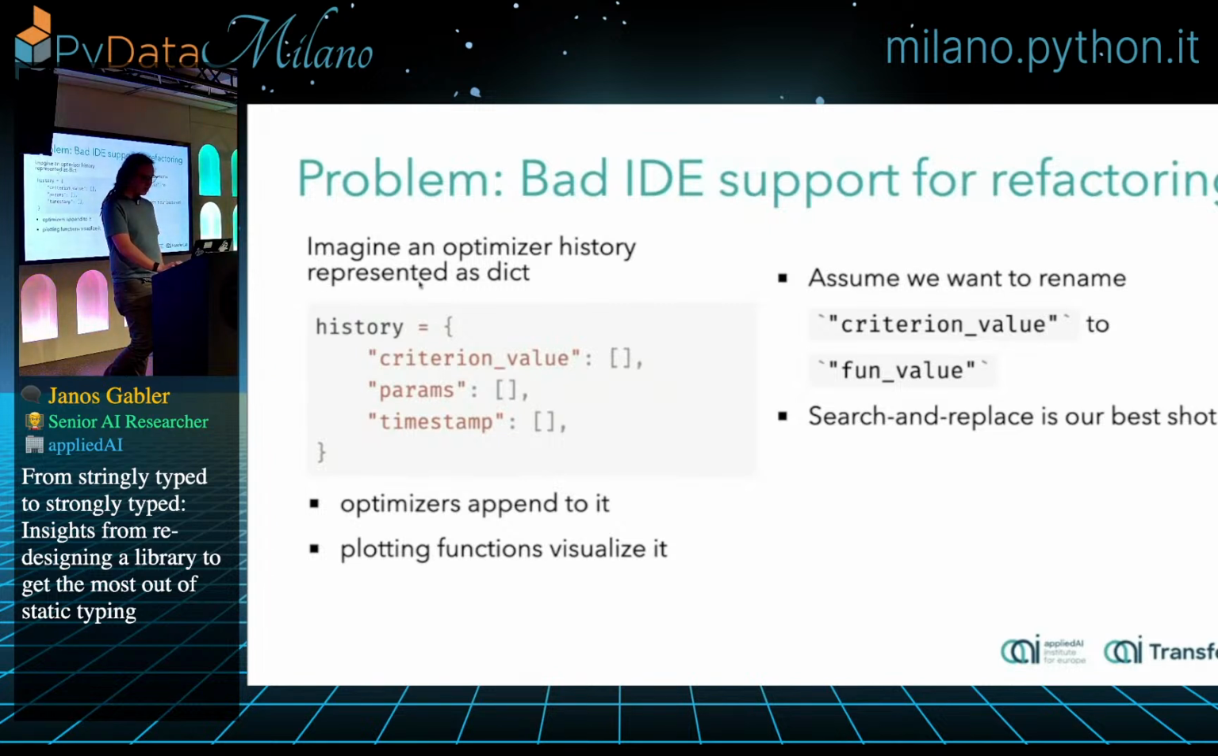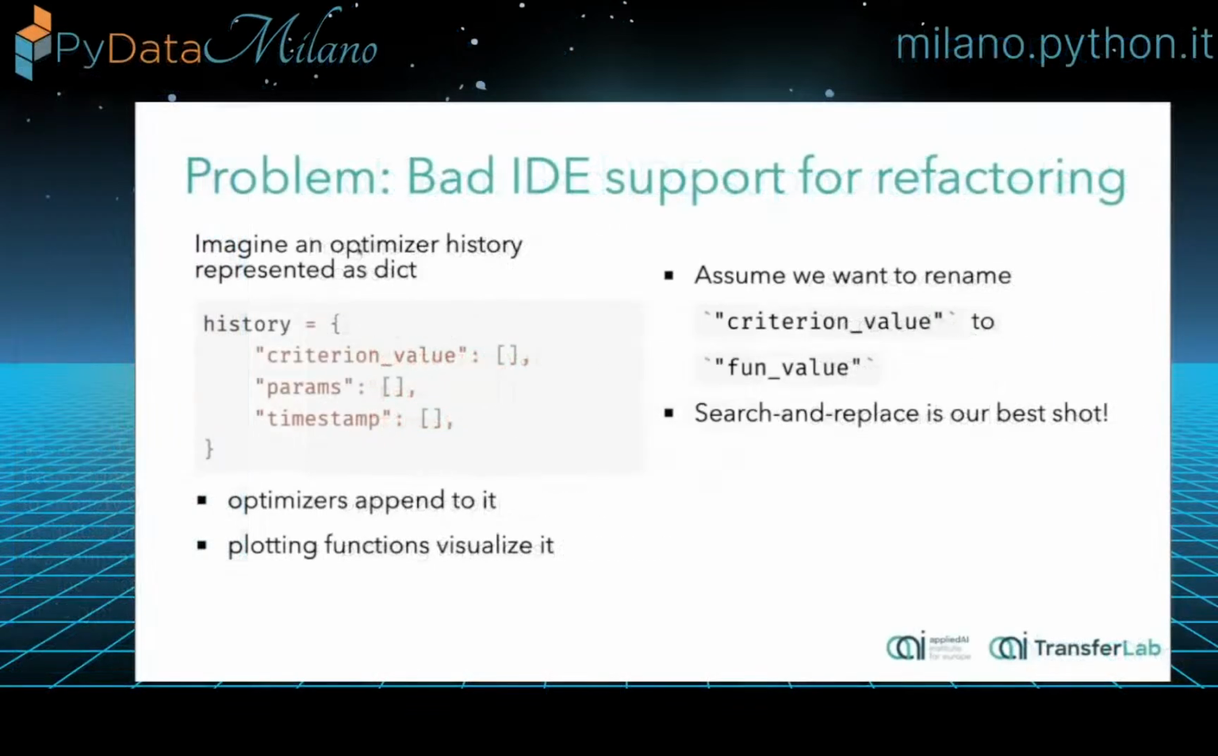Imagine you want to represent an optimizer history, so the history of all tried parameter vectors and function evaluations, as a dictionary of lists. And then that dictionary would be used in several places in your code. So the optimizers will typically write into the history, and the plotting functions will take the history and give you a plot that shows how the optimization went.